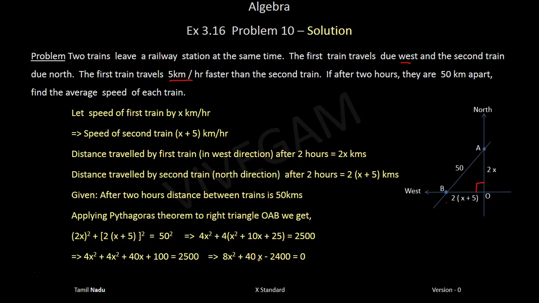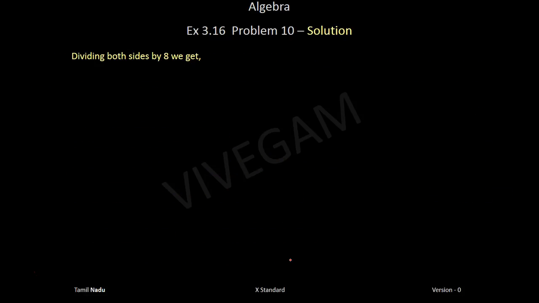And you can see 8 is common among all the 3 terms. So divide by 8. Okay, we get x square plus 5x minus 300. Now 300 has to be split in such a way that the difference is 5. 300 is 60 into 5, but 60 minus 5 is 55. The number is very big, the difference.